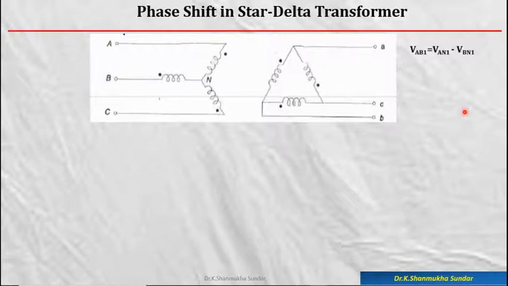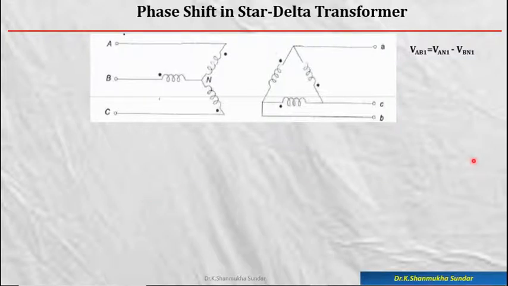First we will treat this star delta transformer with positive sequence voltages. Suffix 1 indicates that the star delta transformer primary is excited with positive sequence voltages. So case 1, when the transformer is excited with positive sequence voltages, what will be the phase shift? That is what we are going to learn in this session. The line voltage VAB1 is nothing but VAN1 minus VBN1. Now you know how to represent the positive sequence voltages in vectorial form, right?